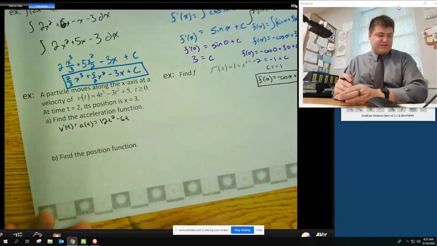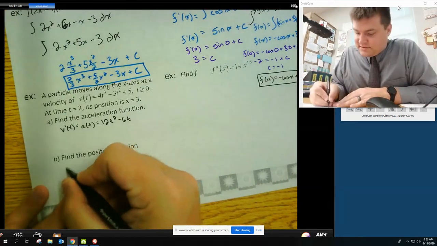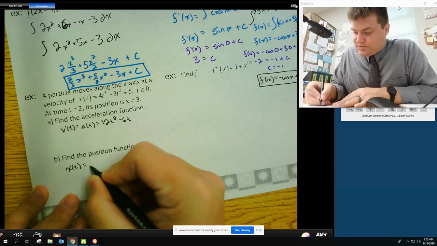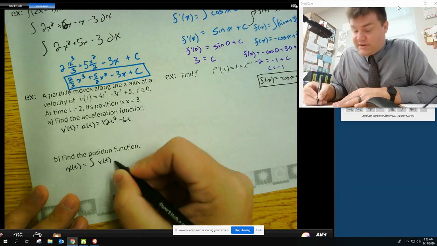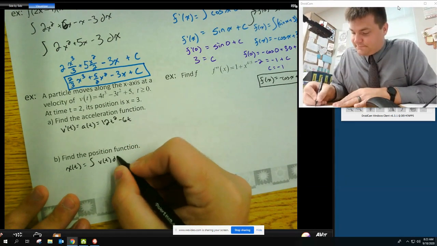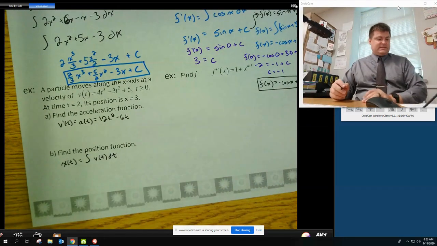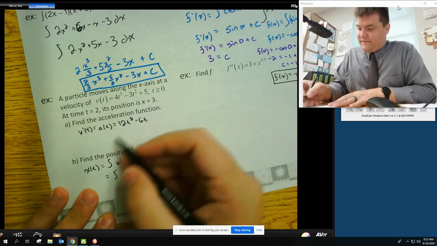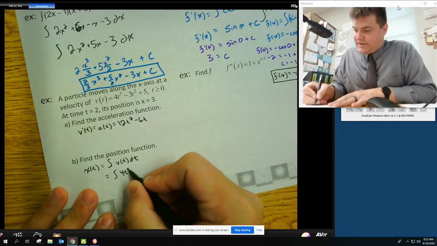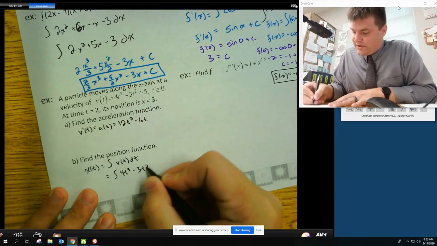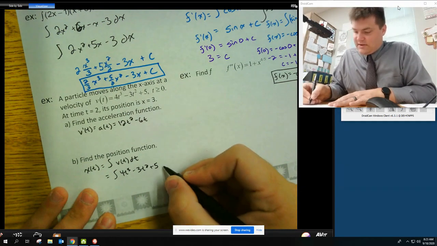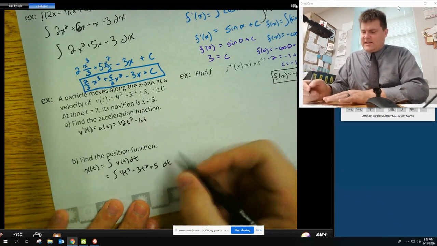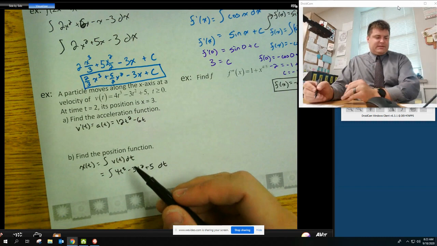Now to find the position function, x of t, you need to take the antiderivative of v of t. So it gives me the integral of v of t dt, which is going to be the integral of 4t cubed minus 3t squared plus 5. And this is all going to be dt. And again, it's dt because everything's with respect to t here.